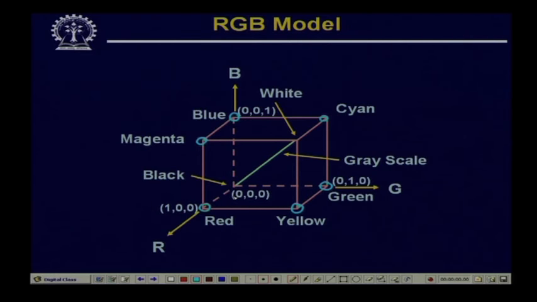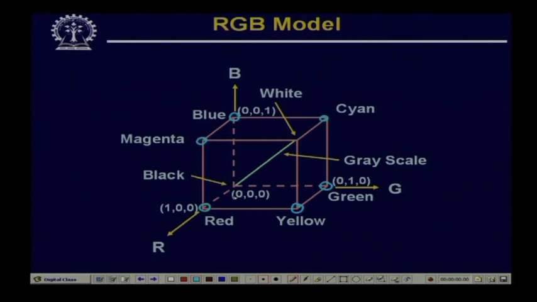Now, let me mention that this model is represented in normalized form, that is, all the three color components, red, green and blue, vary within the range 0 to 1. So, all these color components are represented in normalized form. Similarly, the cyan, magenta and yellow are also represented in normalized form. Now, the origin of this color model, at location 0, 0, 0, represents black, and the furthest vertex, 1, 1, 1, represents white.